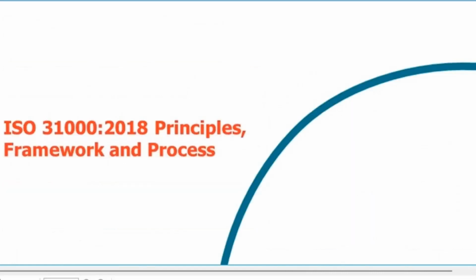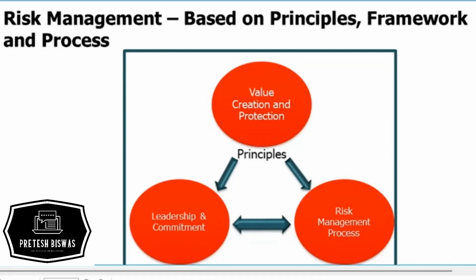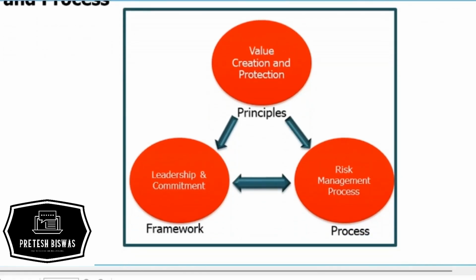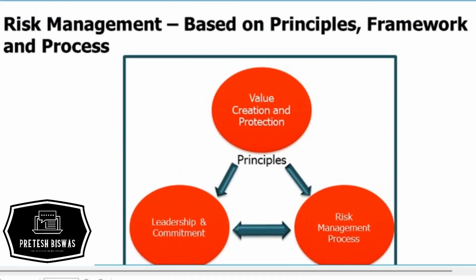Now let's look at the principles, framework, and process and what the relationship is. I've already explained it to you. Take a minute to revise again. As per the guidelines of ISO 31000, risk management is based on principles. The purpose of the principles is value creation and protection, and these principles have to be applied when we design the framework for managing risk, or when we are establishing a consistent risk management approach. So we apply all the principles when we design the framework and when we are designing the process.